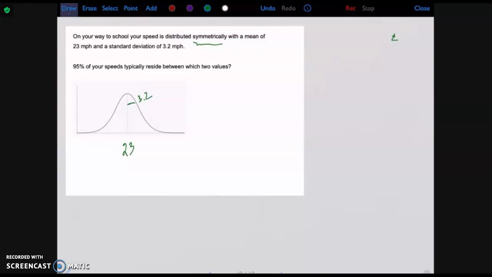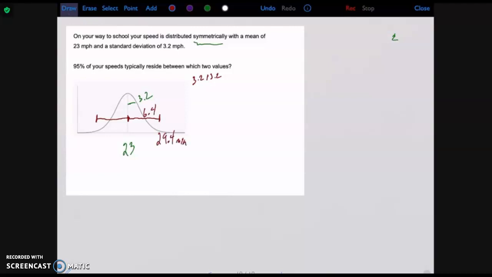Remember, all we need to do is stretch out from our center 2 standard deviations to the right and 2 standard deviations to the left. So 2 standard deviations to the right is going to be 3.2 plus 3.2. That's going to be 6.4, which gives me 29.4 miles per hour.